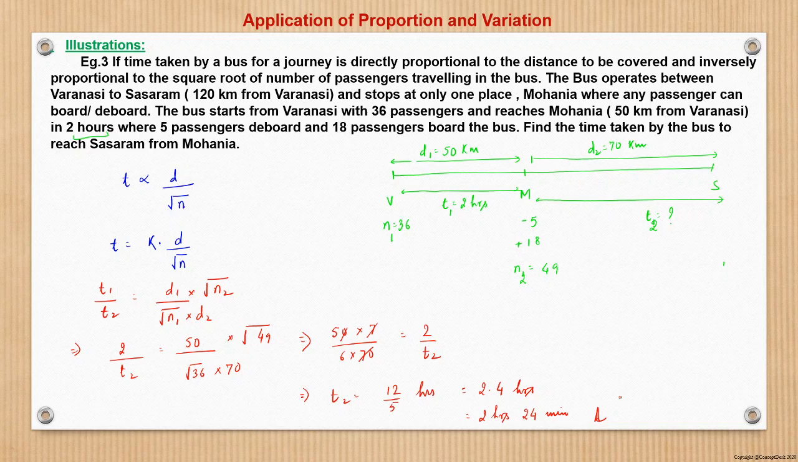So this is a very simple question. I mean, we could have summarized the question and then used the concept of variation. So herein we use T1 by T2. If something is in the form of T is proportional to D by root N, we can write T1 upon T2 is equal to D1 upon root N1 into root N2 upon D2, which is constant, right? So that way we can solve this.